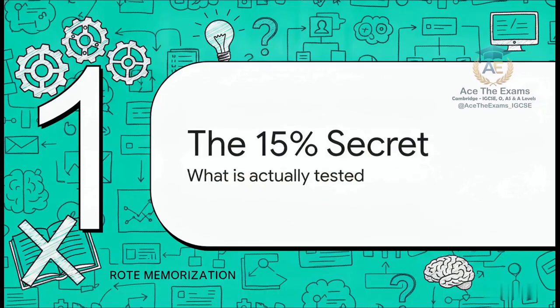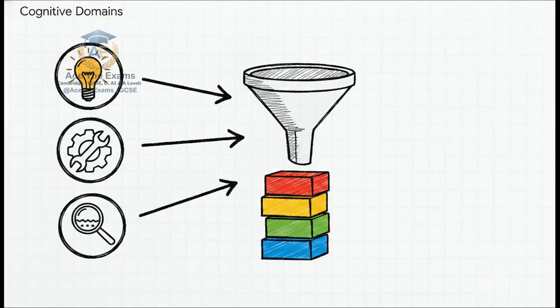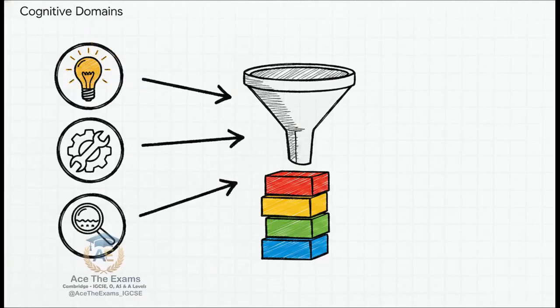Let's uncover what the exam is actually testing here, because I promise you, it goes far beyond simple rote memorization. Notice how the assessment targets 3 totally distinct cognitive domains. You need knowledge, yes, but you also critically need application and analysis. This is where we need to talk about the PEEL framework: point, evidence, explanation, link.